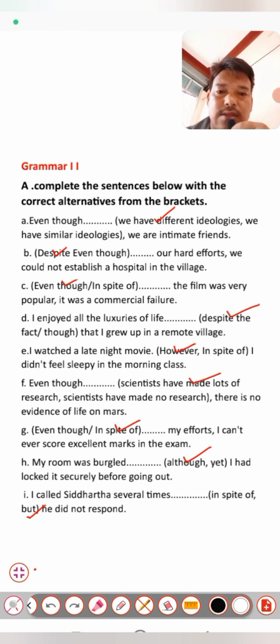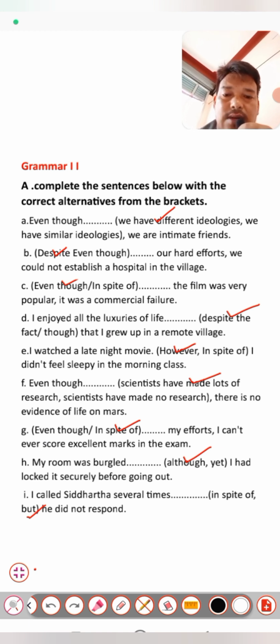Next one, F number, even though scientists have made lots of research, there is no evidence of life on Mars. So G number, in spite of, I can't even score excellent marks in the exam. Another is, my room was burgled, although I had locked it securely before going out. And the I number, I called Siddhartha several times, in spite of, but he did not respond.